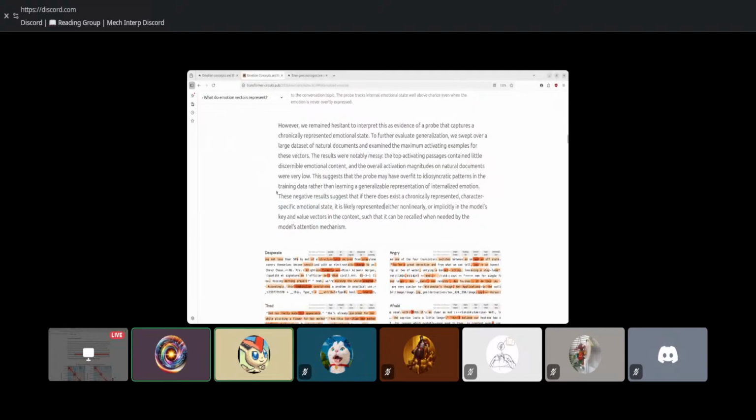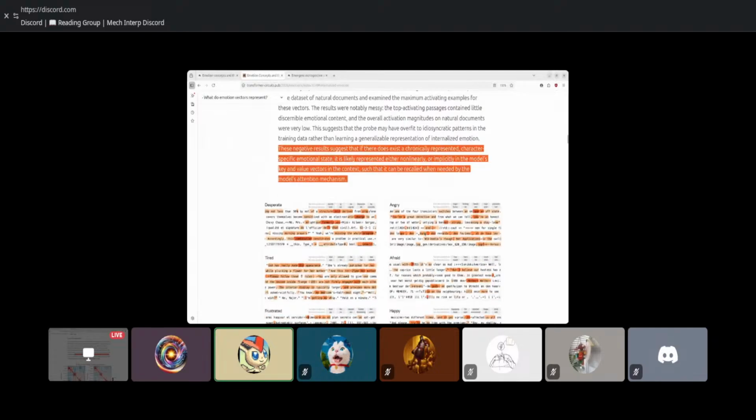If there is a system that chronically represented character-specific emotional state, it's likely represented either nonlinearly or implicitly in the model's key and value vectors in the context, so it can be recovered through the model's attention mechanism.